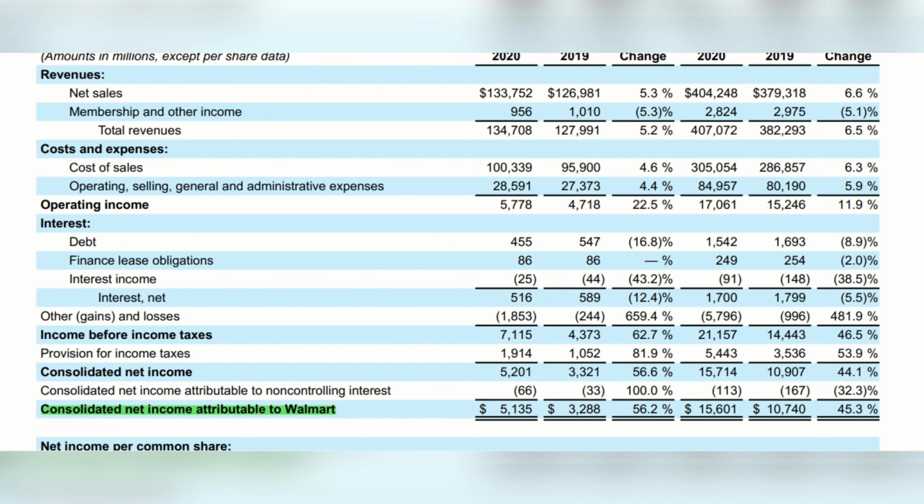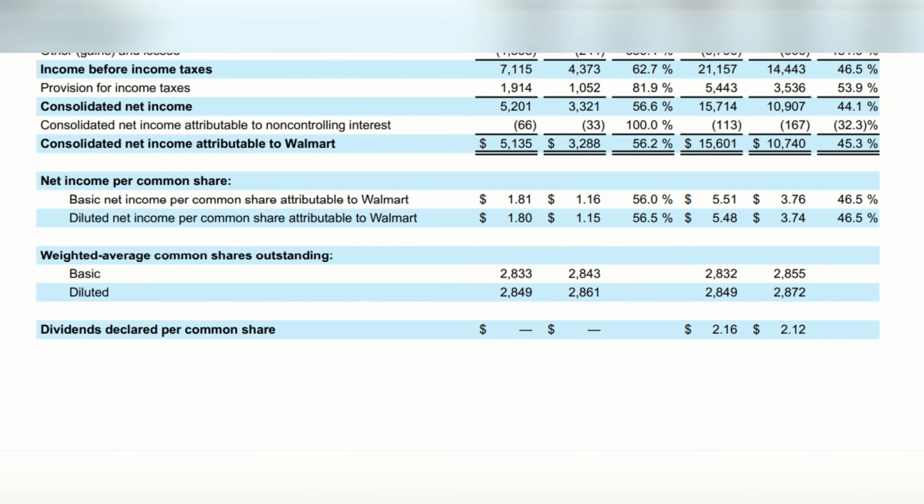Consolidated net income attributable to Walmart. This is your bottom line or your earnings figure. Again, investors and analysts will always refer to growing the bottom line or an earnings beat. This is the figure that they're referring to. At the very bottom of the income statement, you'll then find details of how many shareholders there are, how the earnings look per share, and details of any earnings that are being distributed to the shareholders via dividends.